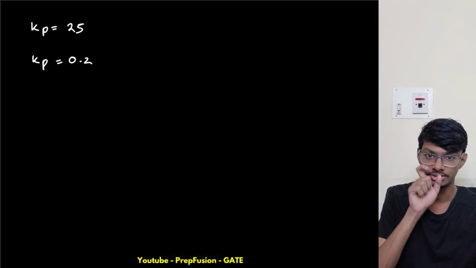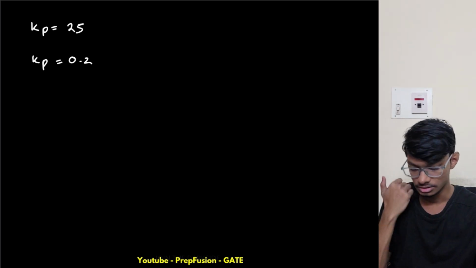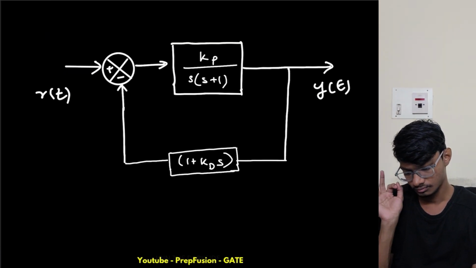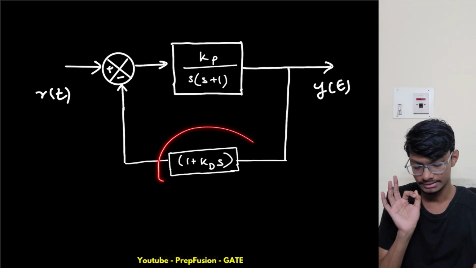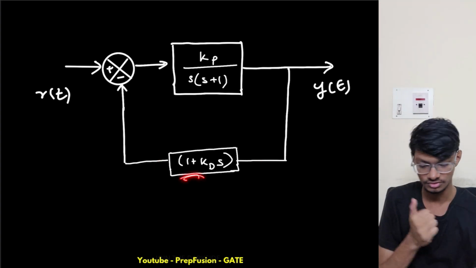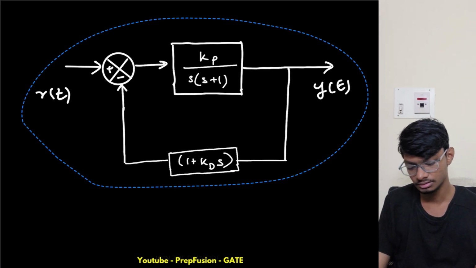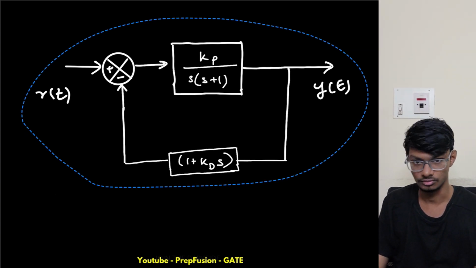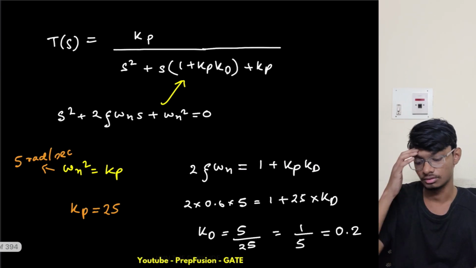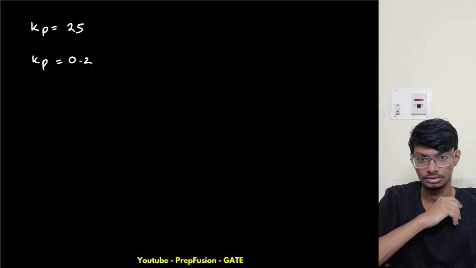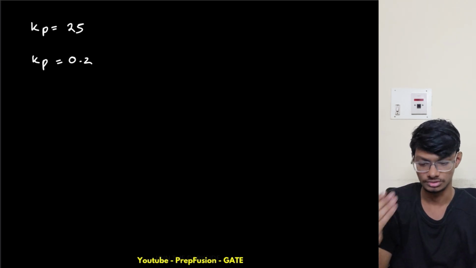I need to find the steady state error, right? So for steady state error, one thing I know, okay, at DC, this H of 0 is going to 1, right? So I can simply apply that unity feedback formula, okay. Else if this was not going to 1, I would have to apply the other formula where H of 0 is not equal to 1, right?